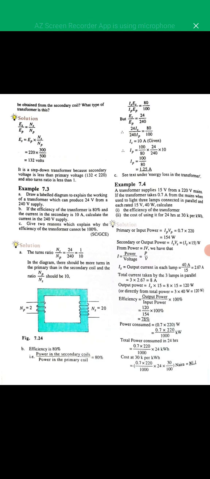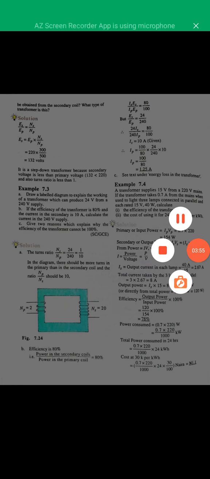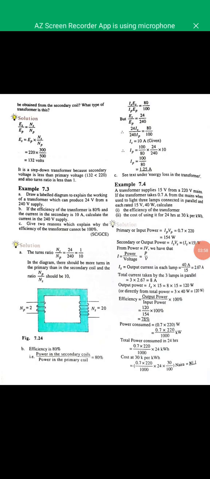Now, let's get our power output. Since we have 3 lamps in parallel, the first thing they did was calculate the primary power, or the input power, which is IV, and we have the primary current as 0.7. How do we know the primary current? It is taken from the mains. So 0.7 times our mains voltage 220, we have 154 watts.